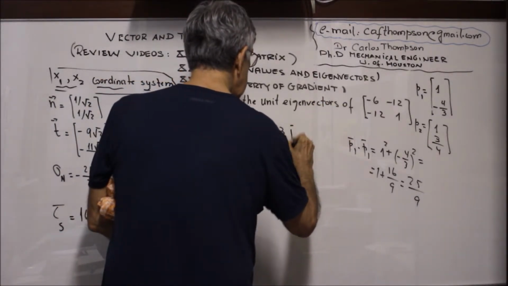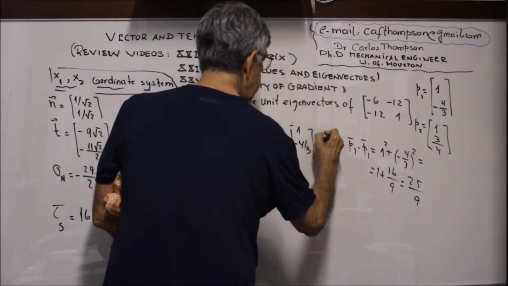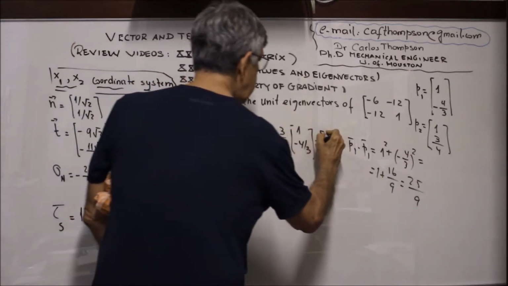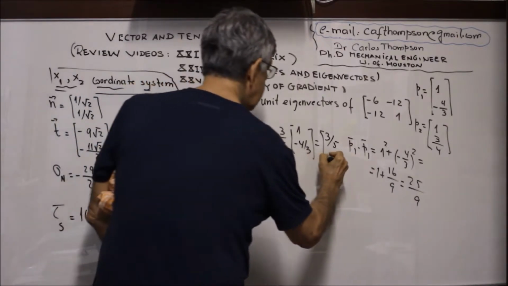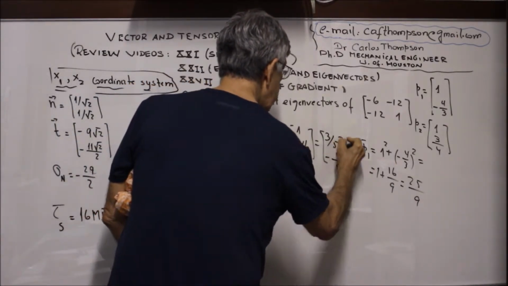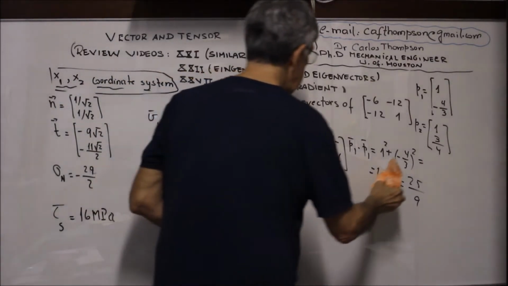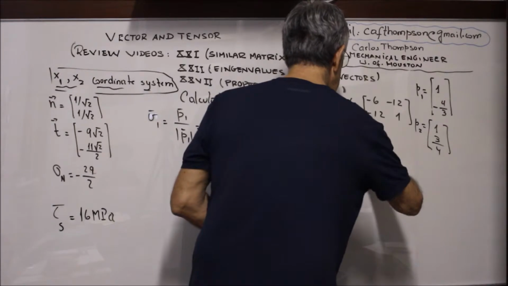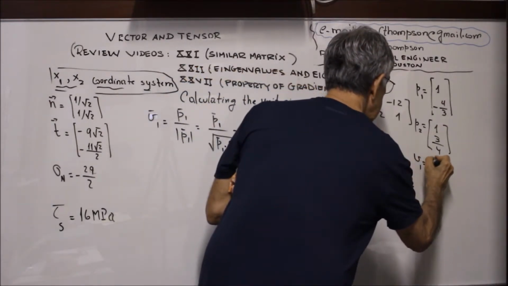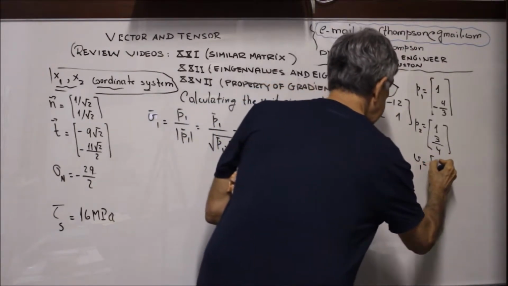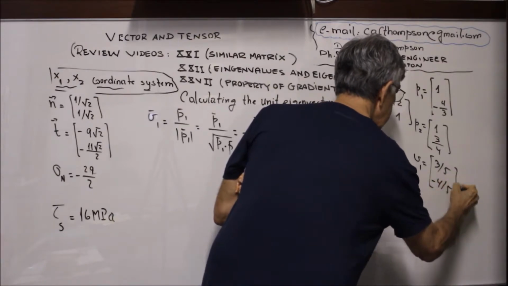You see, 1 and minus 4/3. This will be 3 divided by 5, and here the 3 cancels, so this is minus 4 divided by 5. So this is V1. Let's write down: V1 is the unit vector, 3 fifths and minus 4 divided by 5.